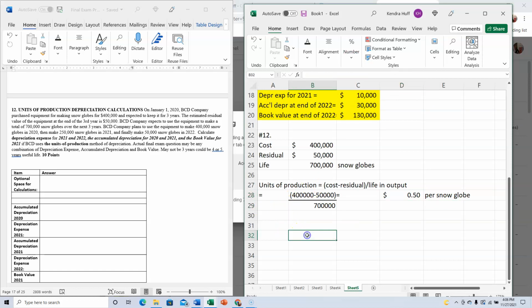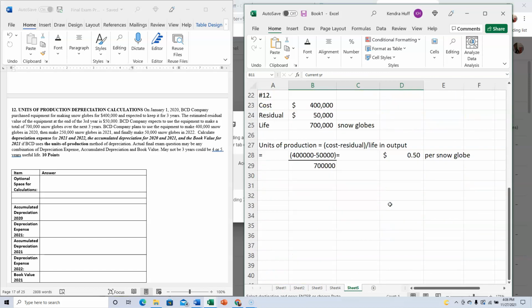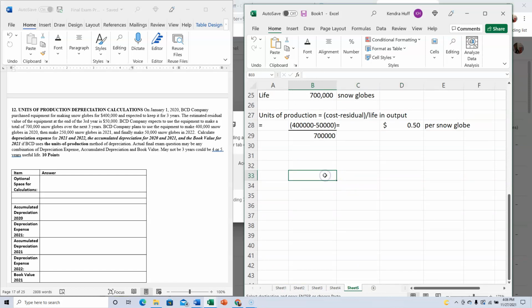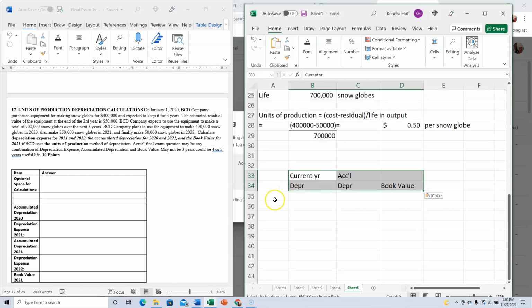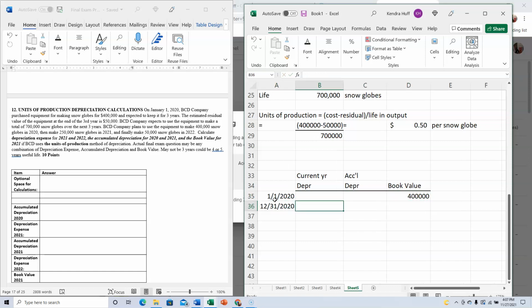All right, so then we need to do kind of like what we did up here. So let's just copy this, bring it down here. All right, so they bought it at 1/1 of 20, and they paid $400,000 for it. All right, so then 12/31 of 20, they did, let me add a column.